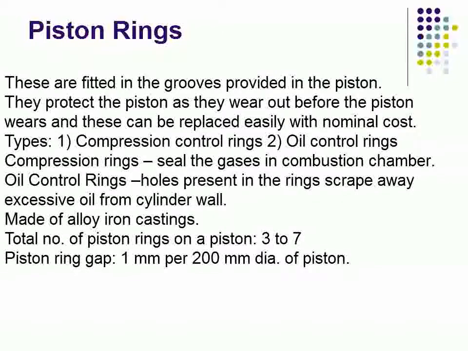Piston rings are made of alloy iron castings. Total number of piston rings on a piston may be from 3 to 7. The piston ring gap is 1 mm per 200 mm diameter of piston.